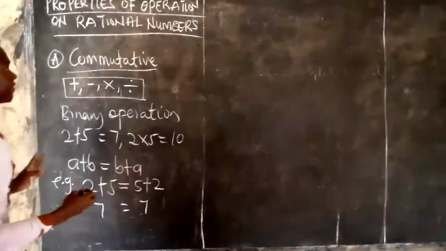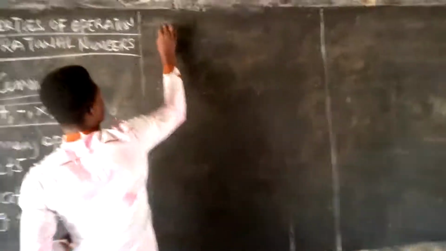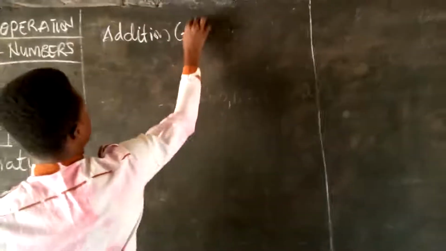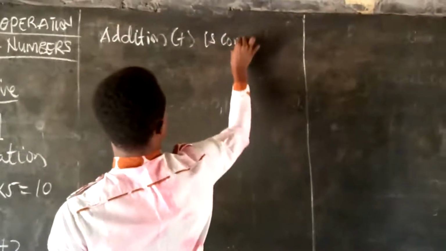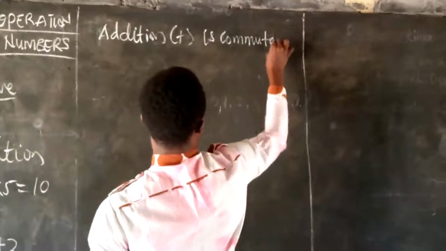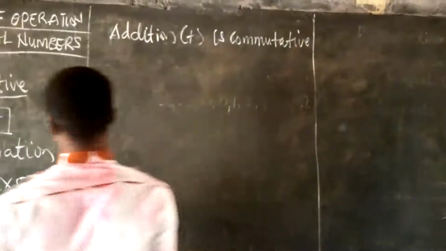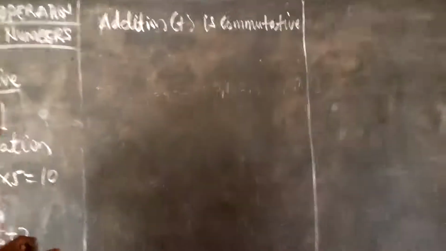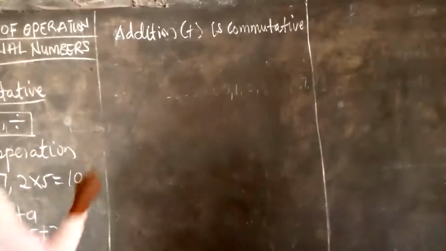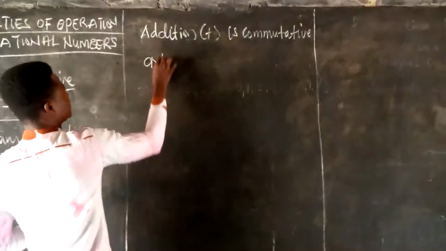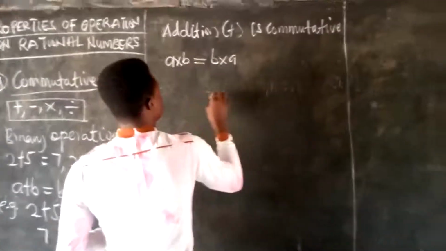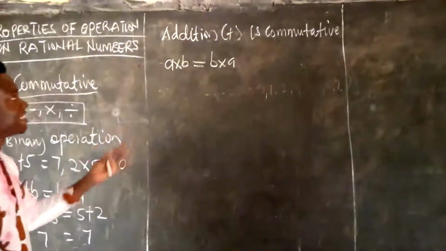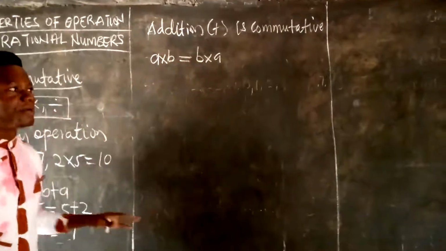So the first thing that we can say is that addition is commutative. Let's also try multiplication and see. If A times B is the same as B times A, then we can conclude that this is the commutative property.